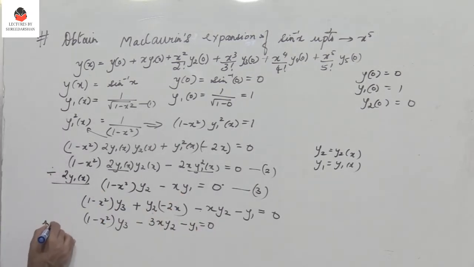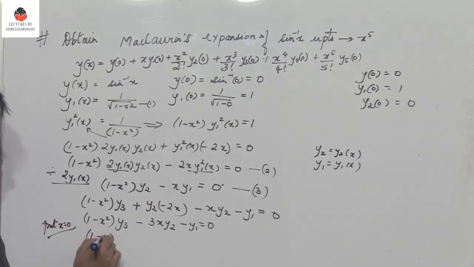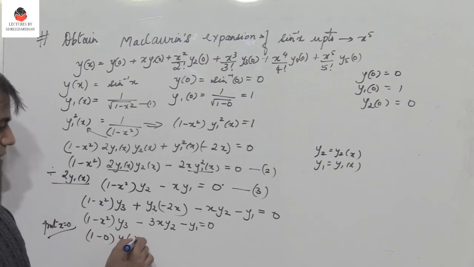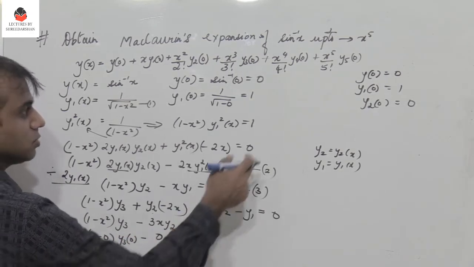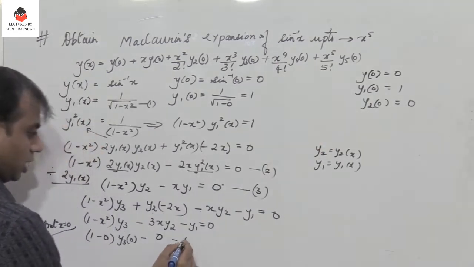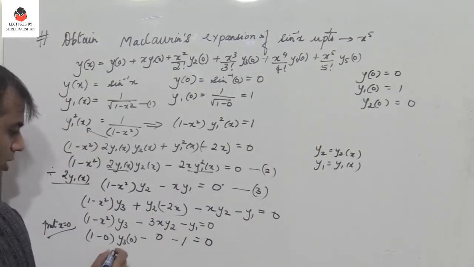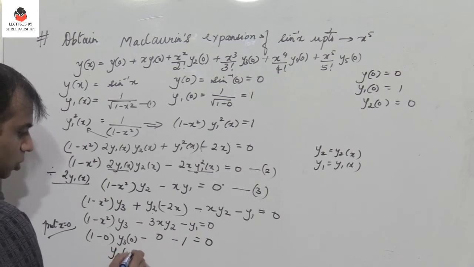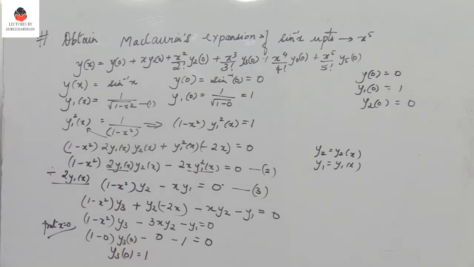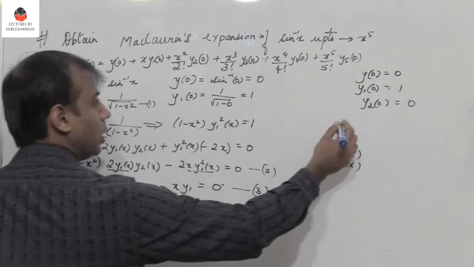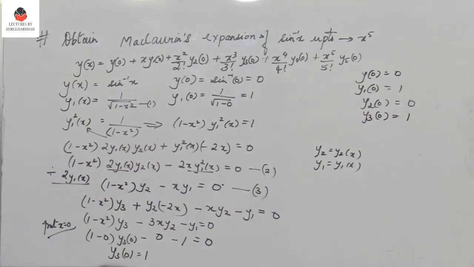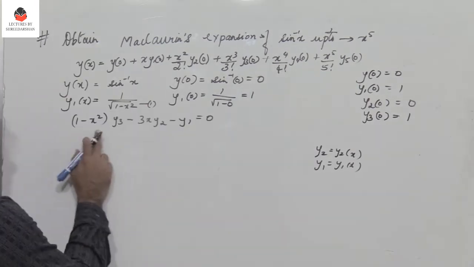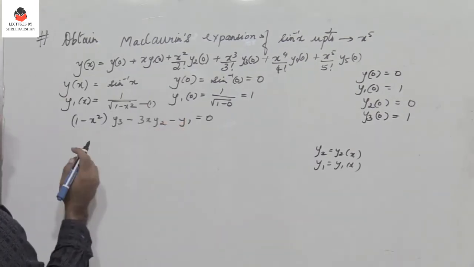So here put x equal to 0. So I have 1 minus 0, y3 of 0 minus x is 0, so this term becomes 0, minus what is y1 of 0? y1 of 0 is 1, so I have 1 equal to 0. So y3 of 0 is nothing but equal to 1 again. So let me write here y3 of 0 is equal to 1. So I have to proceed all the way up to y5 of 0. So we have this previous expression. I have to differentiate this again with respect to x.